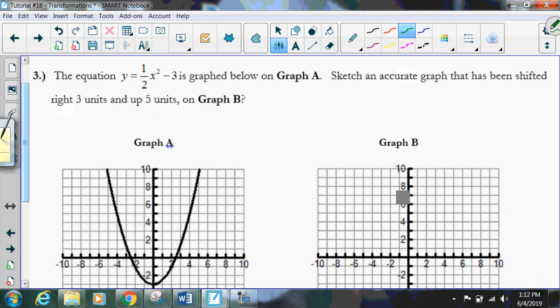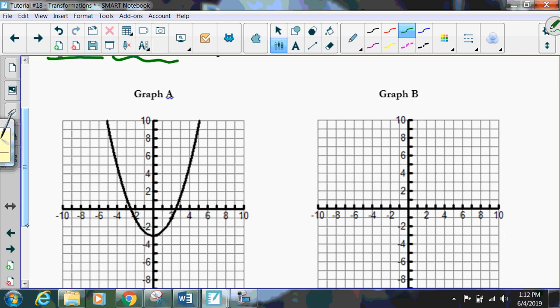So we see graph A, and they want us to shift graph A to the right 3 units and up 5 units. When we talk about shifting, we're talking about the vertex. The vertex is the only one that can be shifted to the left or right or up or down. The rest of the graph, the steepness, can be affected, or the reflection, but the only one that gets shifted is the vertex. So let's take this old vertex, down at 0, -3, and plant it on our new graph, 0, -3.